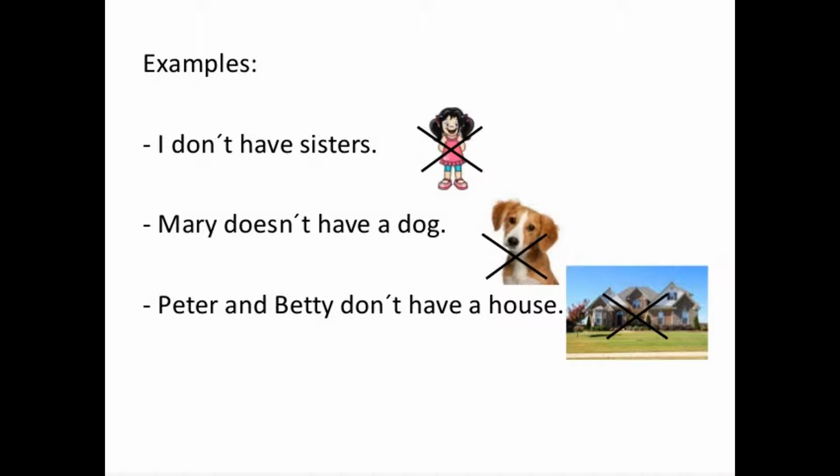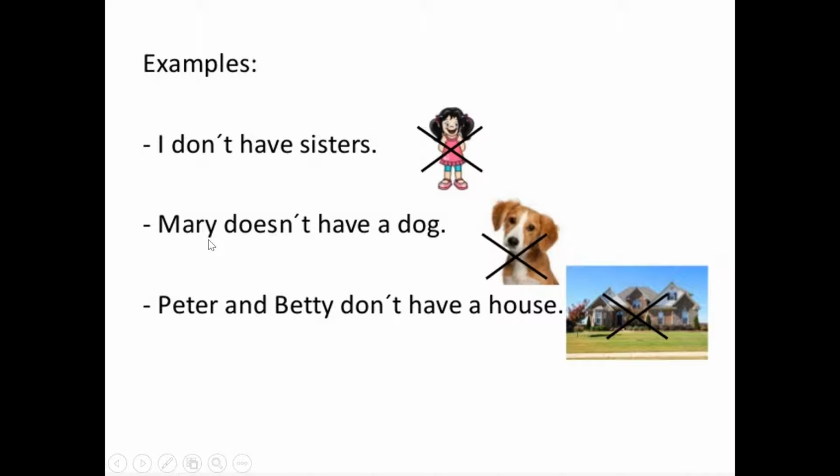So let's study the examples. The first example, I don't have sisters. Second example, Mary doesn't have a dog. The third example, Peter and Betty don't have a house. So look at the verb don't have. We use don't have with the subject I: I don't have sisters. And doesn't have, we use with the subject Mary.